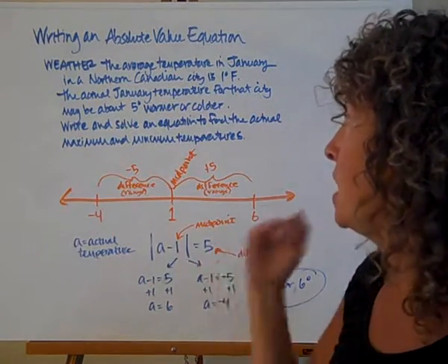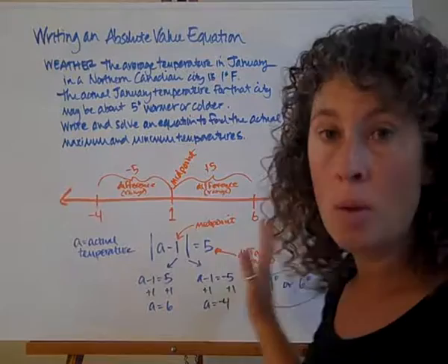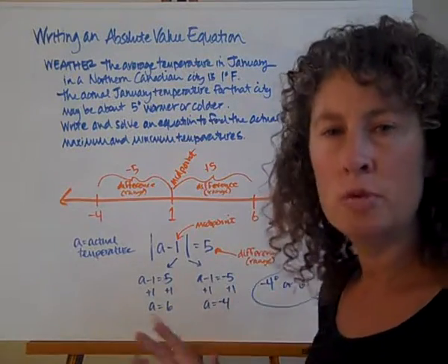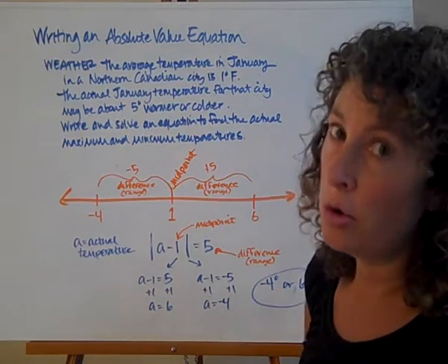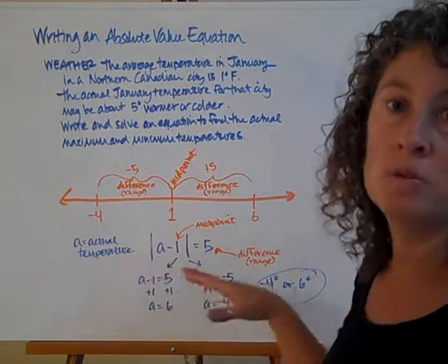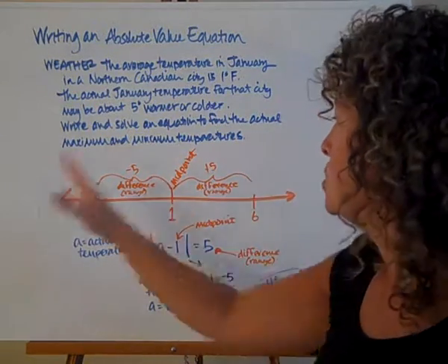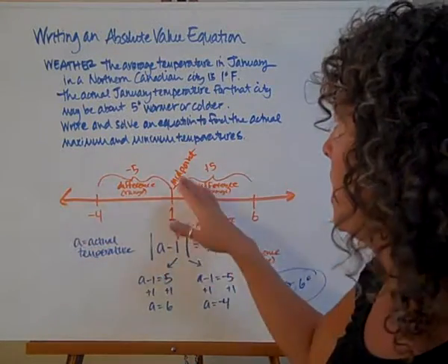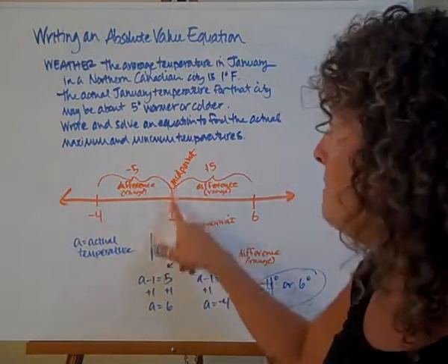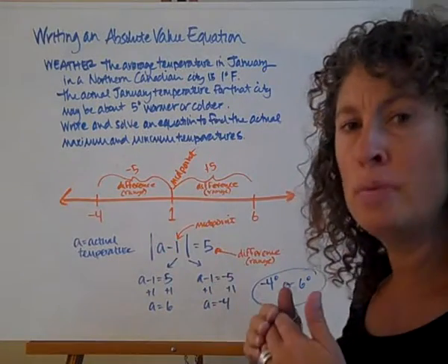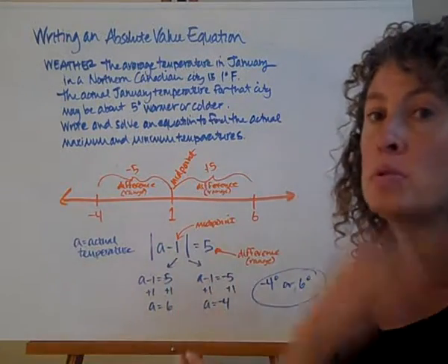So we want to write and solve an equation. Now I've drawn a number line here to help you visualize what's happening. Do you need to draw one? No. Do I recommend it? Sure do, because I'm going to talk about some different features of what's happening here. So on my number line, I've drawn out the average temperature. So the average temperature is 1 degree. That's my midpoint. My temperature goes below that, and my temperature goes above that.